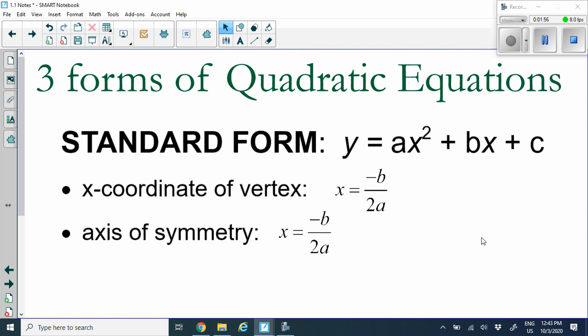Now the x coordinate of the vertex, how do we find that? Make sure you highlight, or whenever you write your notes for this, do something. So write this down and highlight it, okay? So the x coordinate of the vertex, in order to find that, we have x equals negative b over 2a. And then to find the y, we just plug that back into our equation. The axis of symmetry is going to be the same, okay? So whatever the x value of our vertex is, that's going to be our axis of symmetry, and we do x equals whatever that number is.